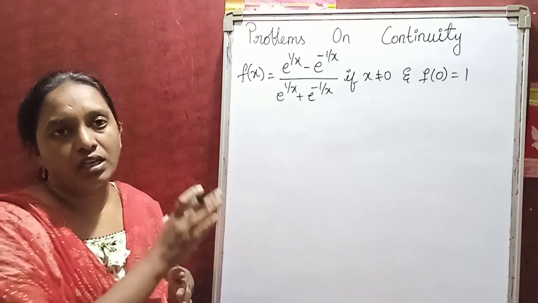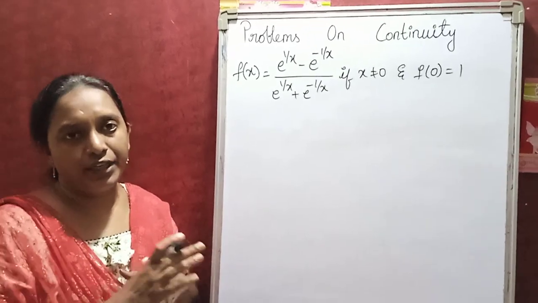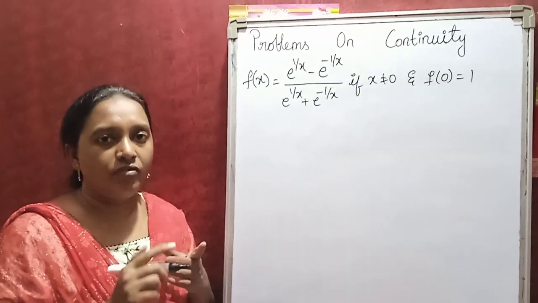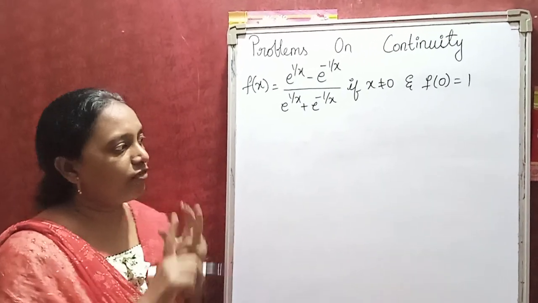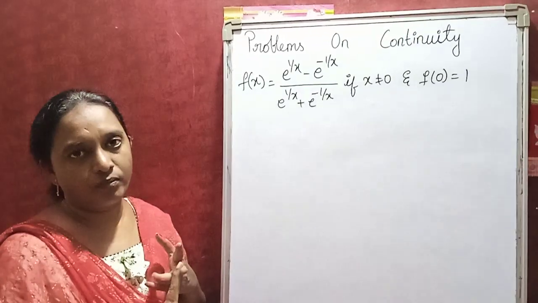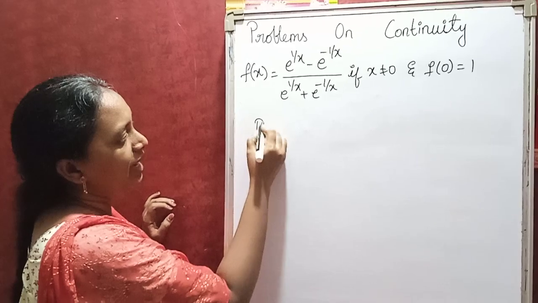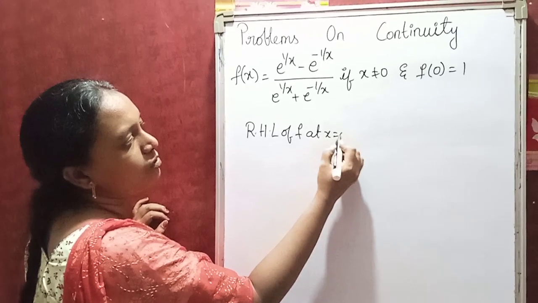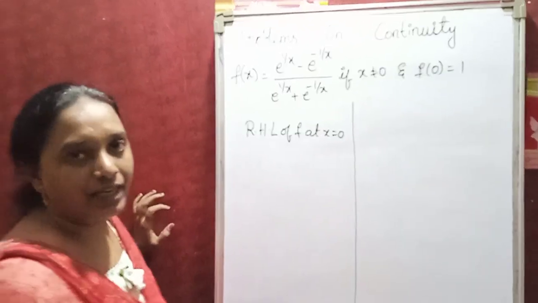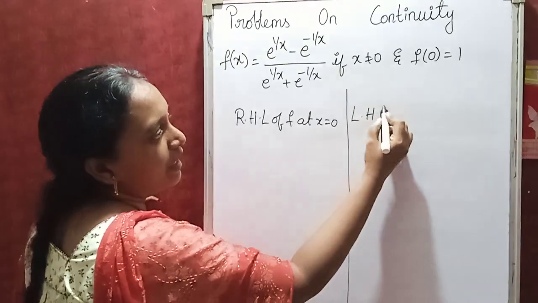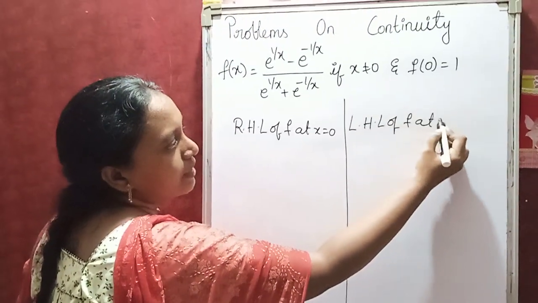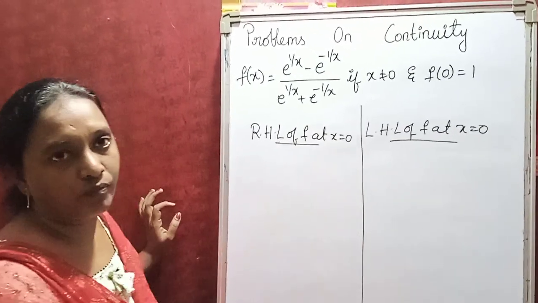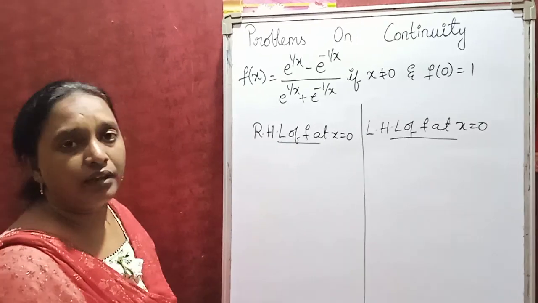In my previous videos, I have already said the definition of continuity. A function f is said to be continuous at some point a if its right hand limit is equal to left hand limit is equal to the functional value. So, in my first step, I will find out the right hand limit of f at x equal to 0. In my second step, I will find out the left hand limit of f at x equal to 0. So, this is my step 1 and this is my step 2. Okay. So, what is the right hand limit?